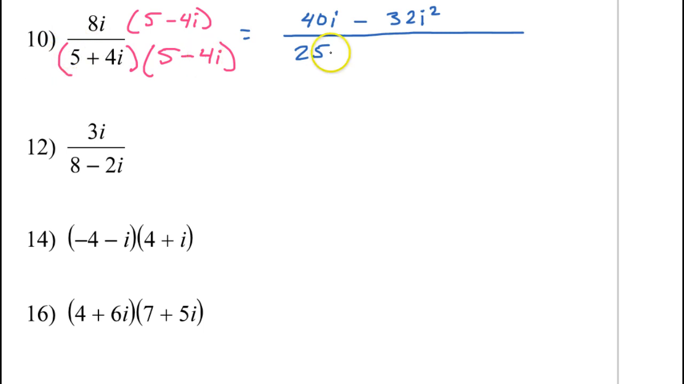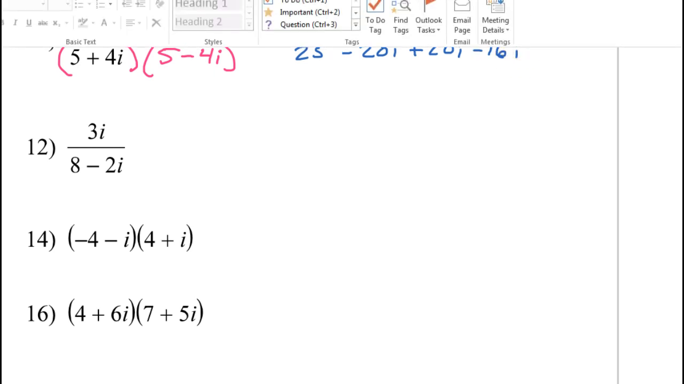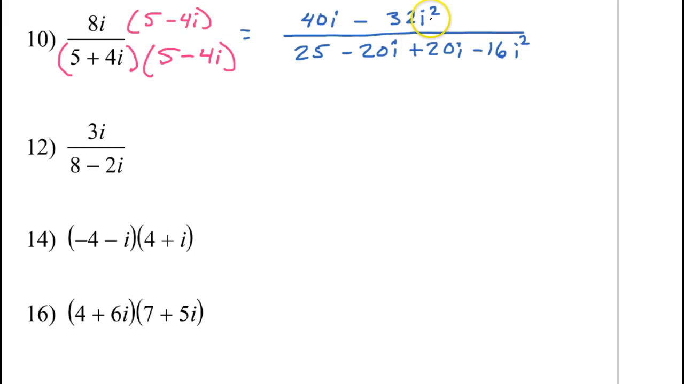In the denominator, 5 times 5 is 25. 5 times negative 4i is negative 20i. 4i times 5 is positive 20i. And 4i times negative 4i is negative 16i squared. Now, i squared is negative 1. So that's going to turn this negative 32 into a positive 32. This i squared is negative 1, which will turn this negative 16 into a positive 16. The negative 20i and the positive 20i will cancel each other out.